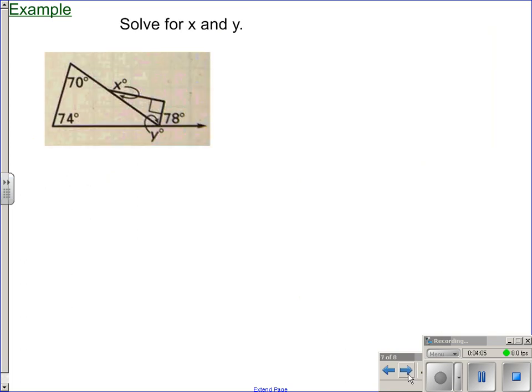Okay, solve for x and for y. We have a couple of things going on here. I'm going to start by looking at one triangle. Same idea with those parallel lines cut by a transversal. When you had a bunch of them, you cleaned up the picture, concentrating on just the parallel lines and a single transversal. So I'm going to do the same idea. We have a couple of triangles here. Let's just concentrate on one.